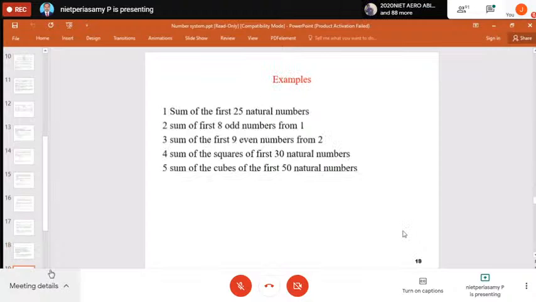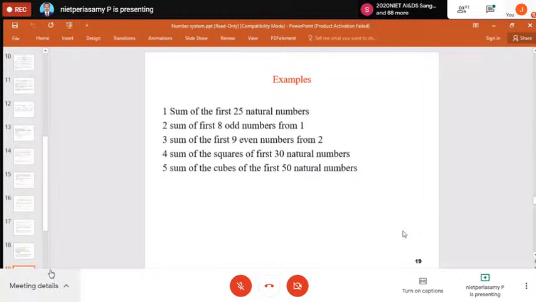By using these formulas, we calculate these examples. For each formula, I gave an example. The first one is the sum of the first n natural numbers. The second one is the sum of the first 8 odd numbers starting from 1. The next one is the sum of the first 9 even numbers starting from 2. The fourth one is the sum of the squares of the first 30 natural numbers, that is 1 square plus 2 square plus 3 square plus etc.